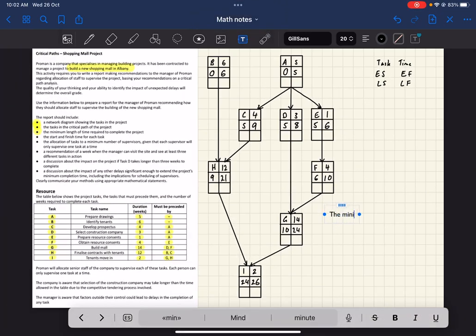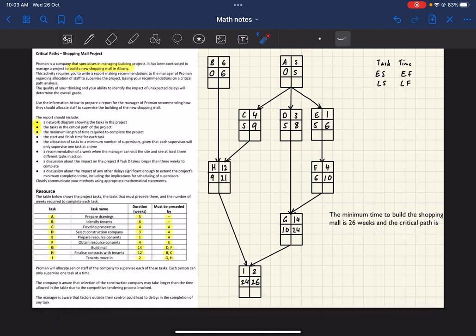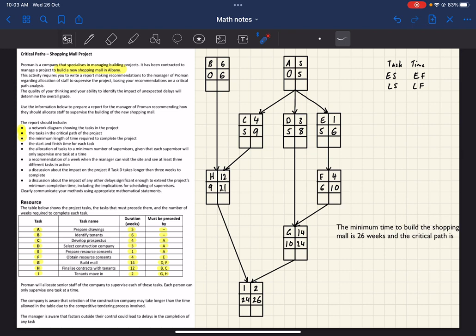The minimum time to build the shopping mall is 26 weeks. And we've also got to find the critical path. Critical path is, right, so now we'll do that. So the critical path is the things that have to start and finish on time to make sure that this job finishes by 26 weeks.